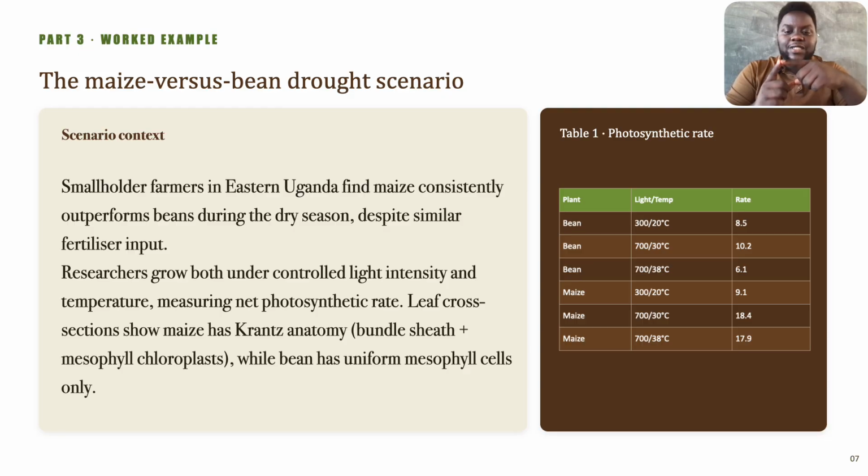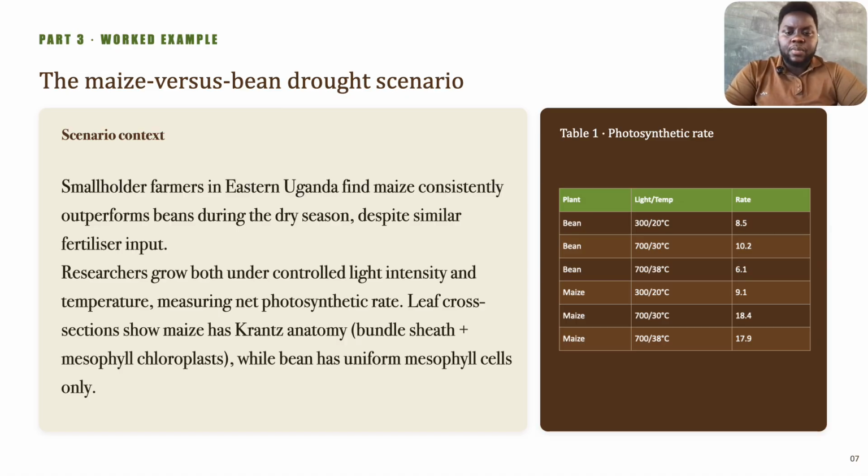Because in this case, if fertilizer, that means nutrient availability, is the same for both crops, then nutrients cannot be the explanation for the difference in yield. The exam is explicitly closing off the wrong answer for you. It is telling you, do not write about nitrogen or phosphorus. The gap is physiological, not nutritional. That is clue number one, and it is sitting right there in the first sentence. So train your mind to look out for those clues when you're reading the scenario.